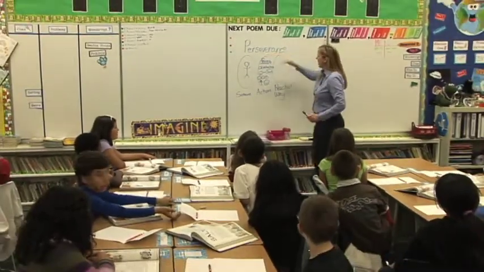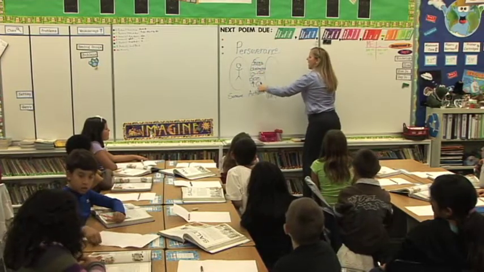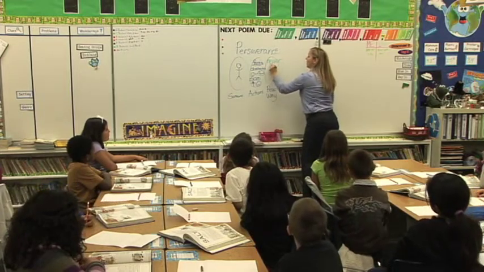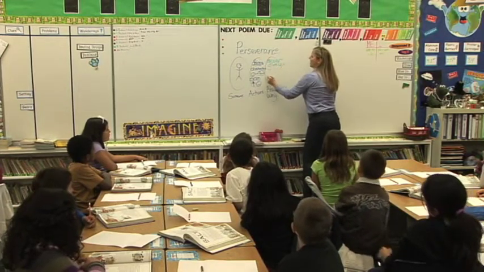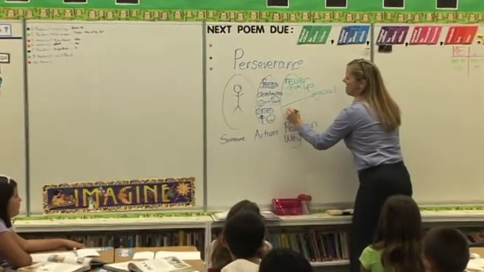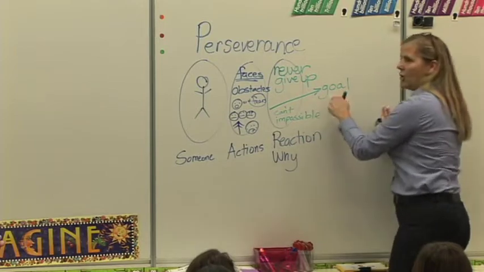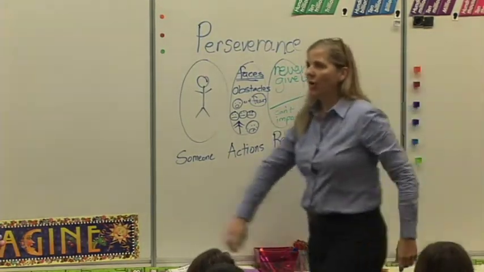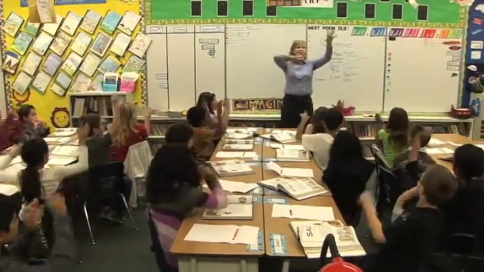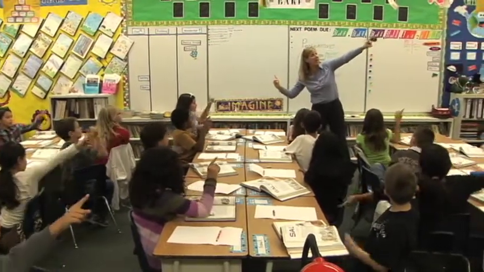So to have perseverance, this part is showing you have perseverance. You're going to face these obstacles, and you're never going to give up until you reach your goal. So even if others say you can't do it, even if it seems impossible, you are never going to give up until you reach your goal. So let's do the whole thing. Everyone say perseverance. Ready, go. Perseverance. Someone faces many obstacles and they never give up. And then here's the goal. Ready? Until they reach their goal.